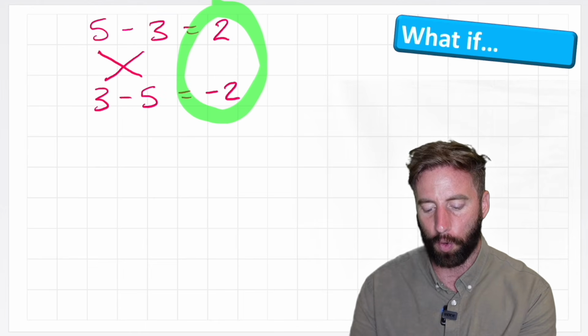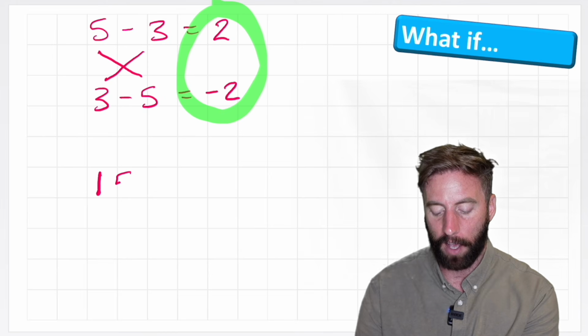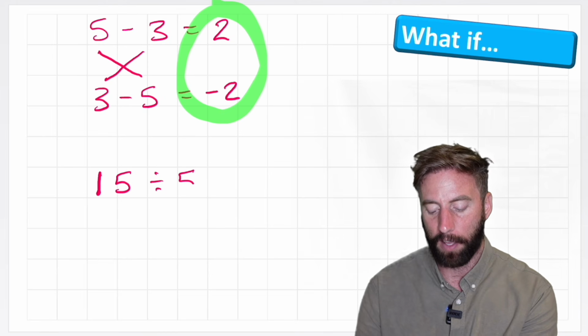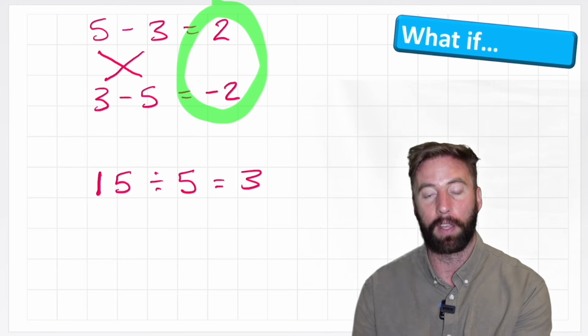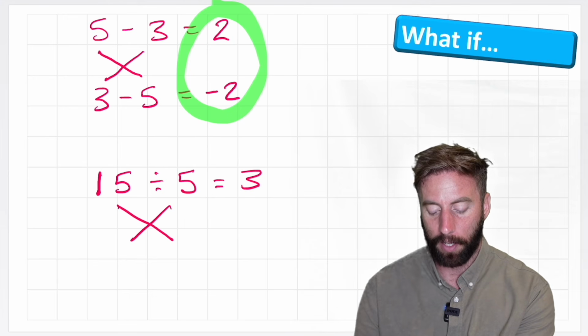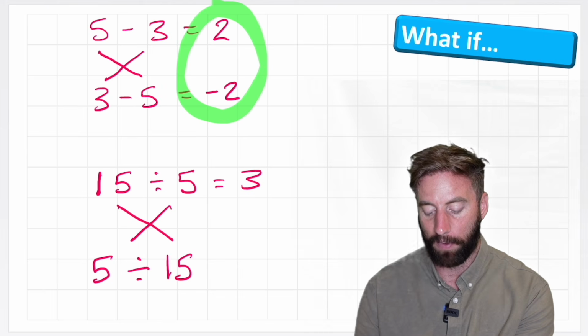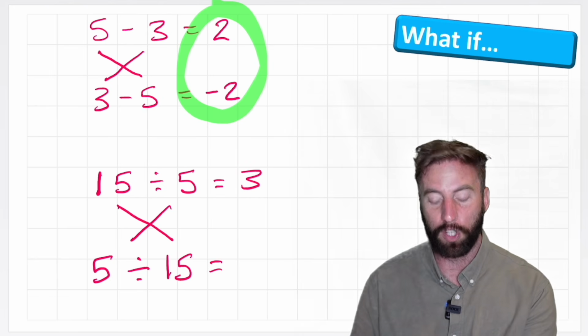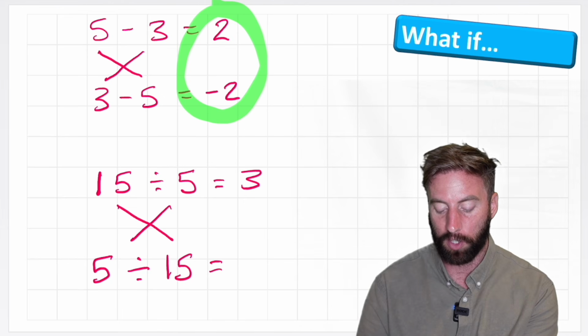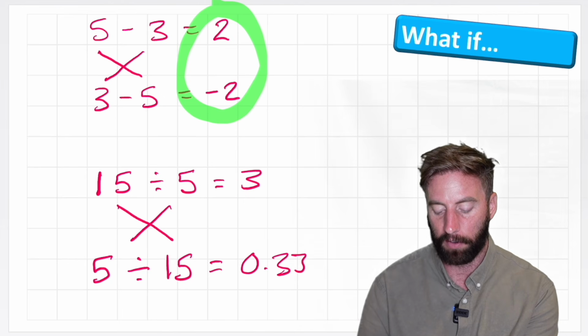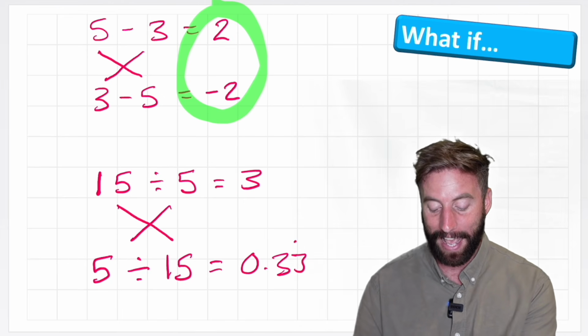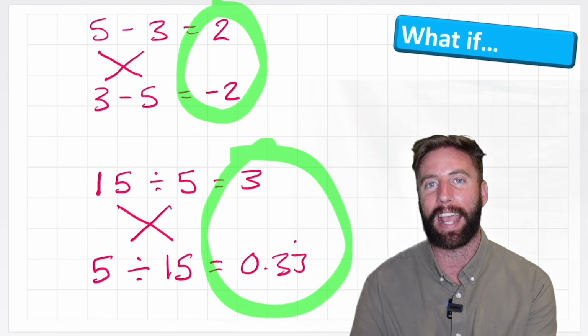Let's have a look at division quickly. If I have 15 and I divide that by 5, I get 3. Let's move our digits around, and now I have 5 and I'm sharing it with 15. Well, this is actually quite a hard question to answer, but I know that my answer is 0.33 recurring, and again, definitely not the same answer.